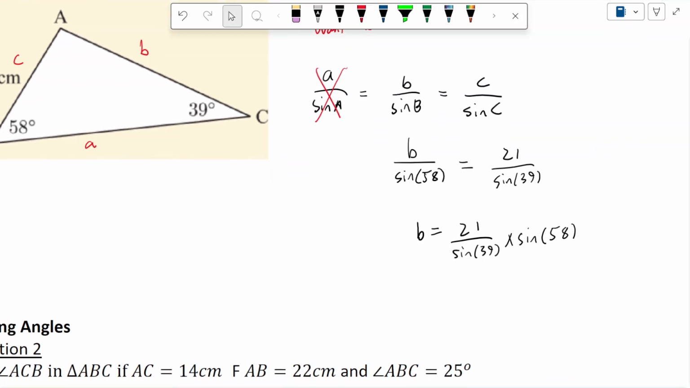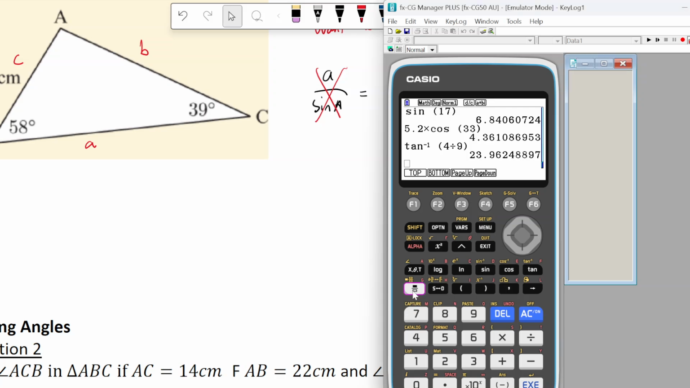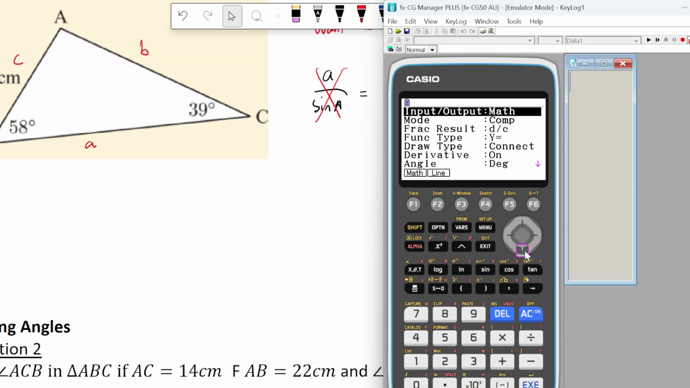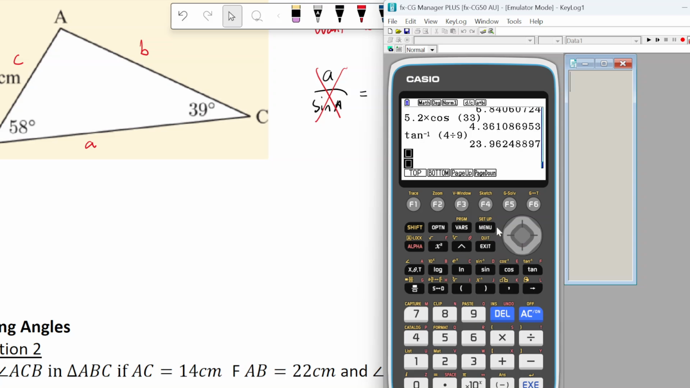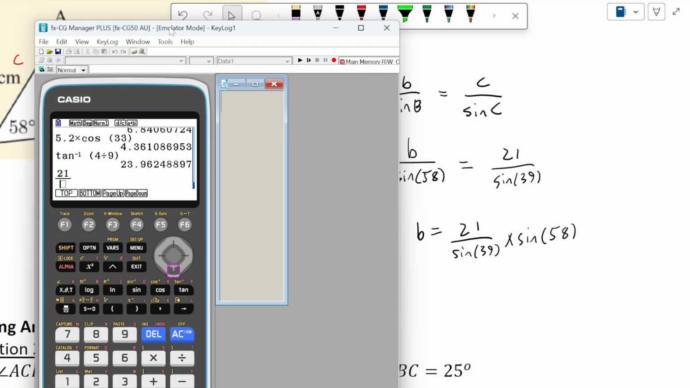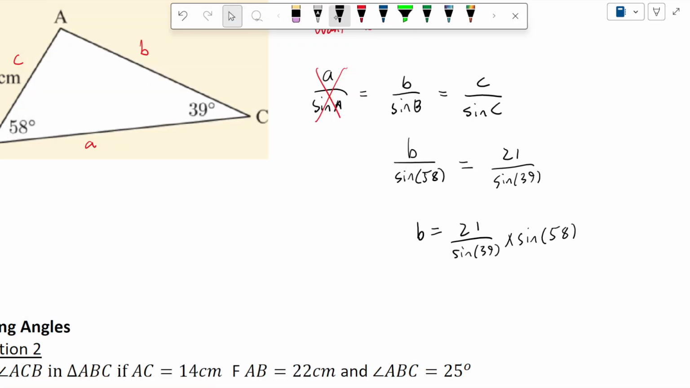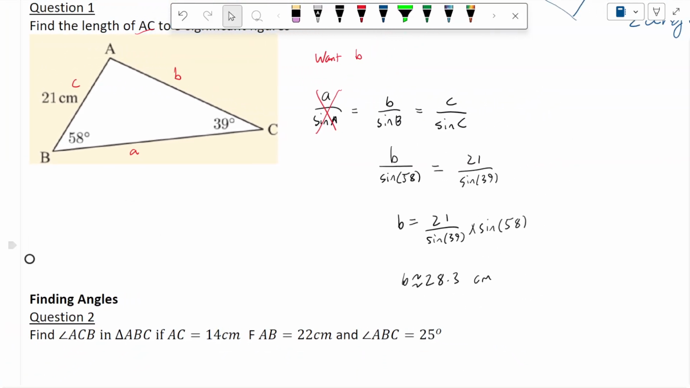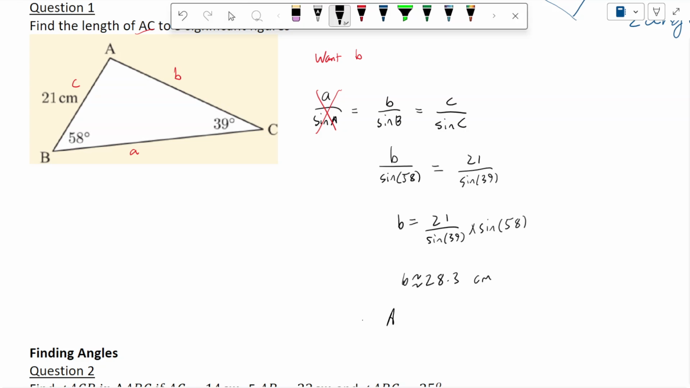Cool, all right, now we can see what we get. Just make sure your calculator is still in degrees. In the menu, you've got to be measuring the angle in degrees. We're going to put in all those bits: 21 on the top, sine of 39 on the bottom, times sine of 58 on the top. That gives 28.3, to 3 significant figures, and it's a length, so centimeters. Since the question was asking for AC in particular, AC is 28.3 centimeters.